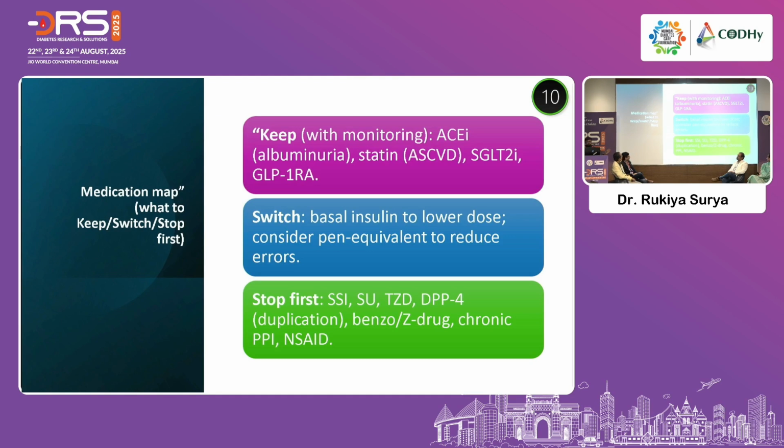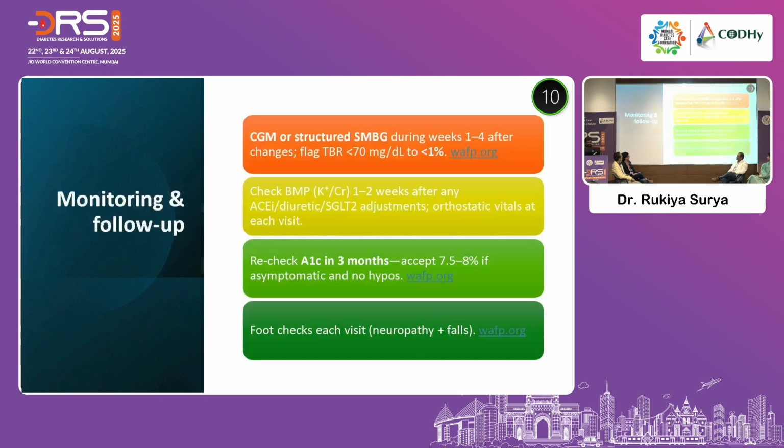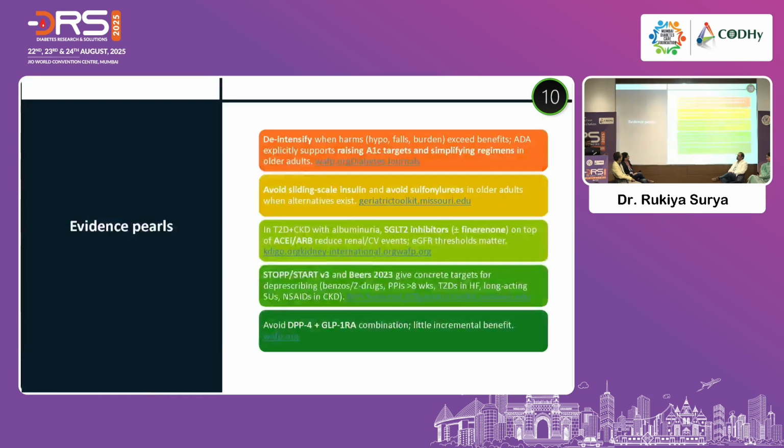So stop the culprits: SSI, sulfonylurea, thiazolidinediones, DPP4, benzodiazepines, chronic PPI, and NSAIDs. And monitoring and follow-up, we can get help of a CGM and/or structured SMBG, and check BMP 1 to 2 weeks after any ACEI, diuretic or SGLT2 adjustments. Recheck A1C in 3 months. Accept a higher HbA1c rather, and do foot checks every visit for neuropathy and falls.